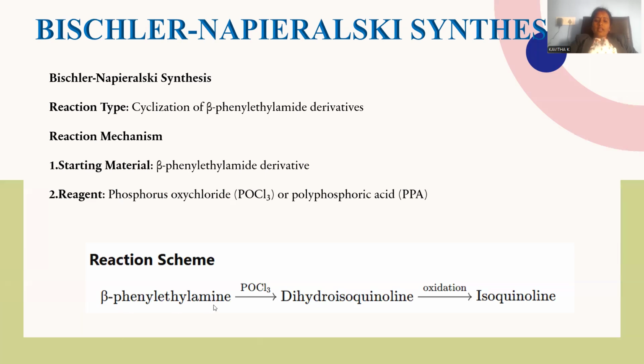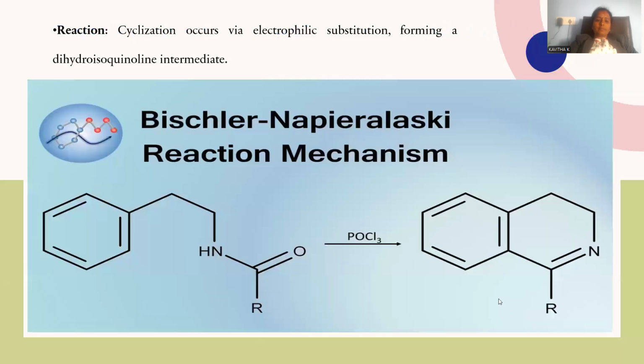Whenever phenylethylamine is taken as a starting material, phosphorus oxychloride is applied over there, and the dihydroisoquinoline is a kind of cyclized product available, and that is further subjected to an oxidation process, giving the subsequent product called isoquinoline as the final one.